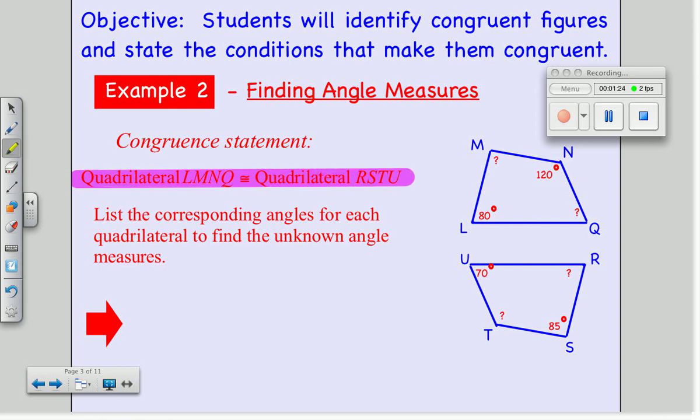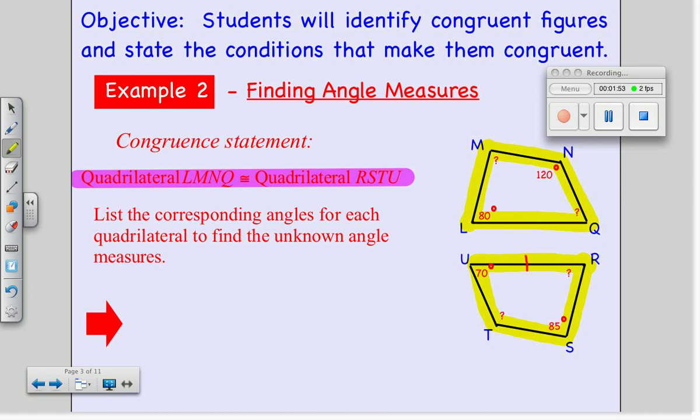So again, quadrilateral LMNQ is congruent to quadrilateral RSTU. Okay? Now, one of the things I want you to pay attention to here is that these quadrilaterals are facing 2 different ways. All right? So I'm going to mark the angles, or the sides, I should say, that are congruent. This will help us.